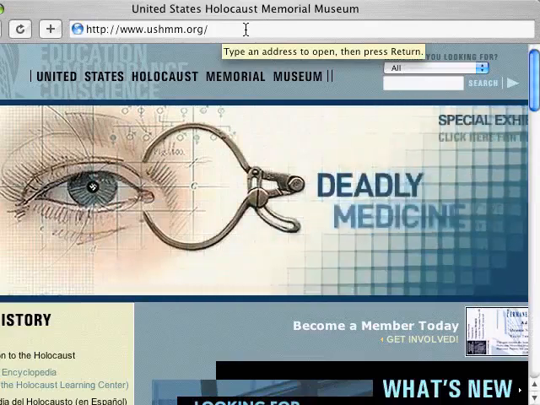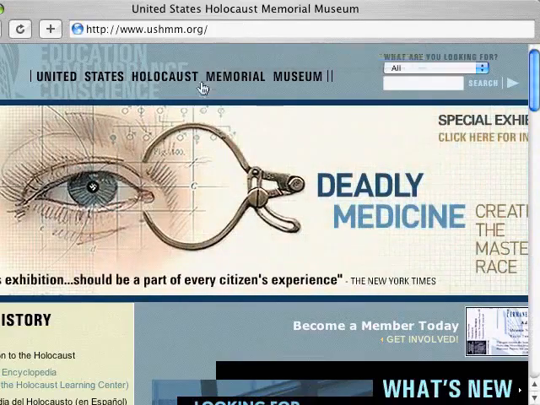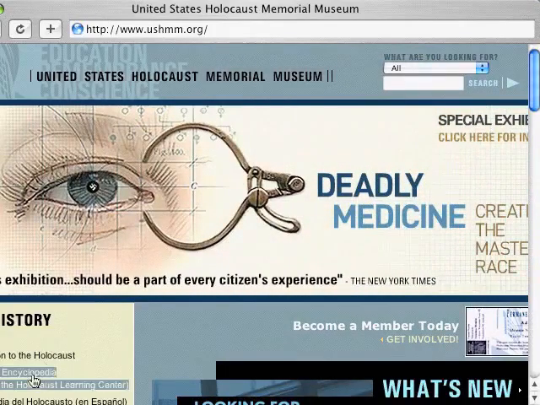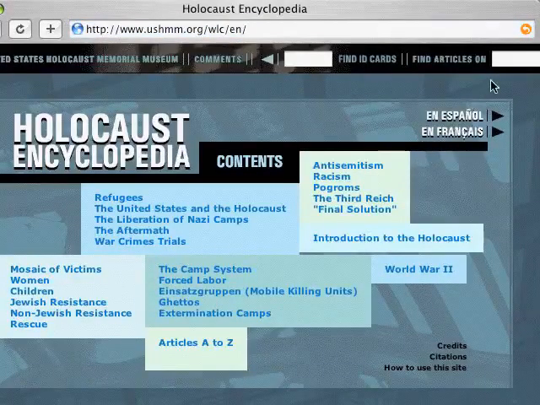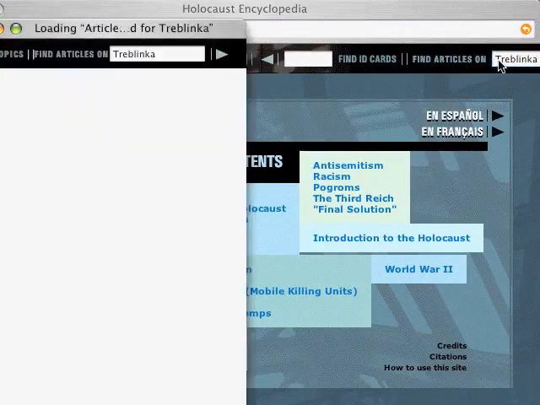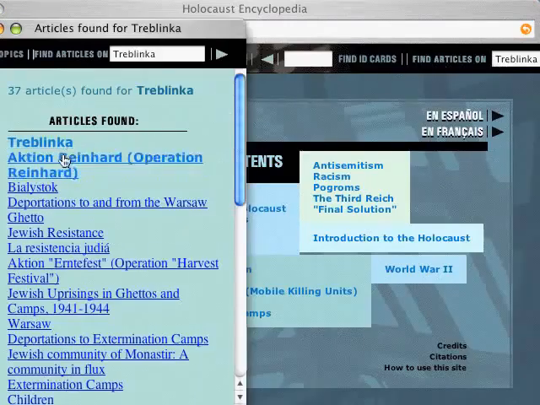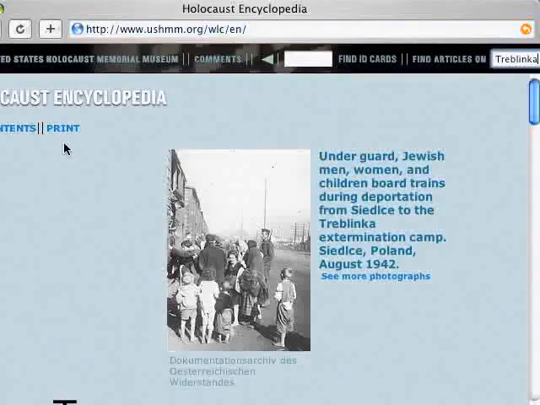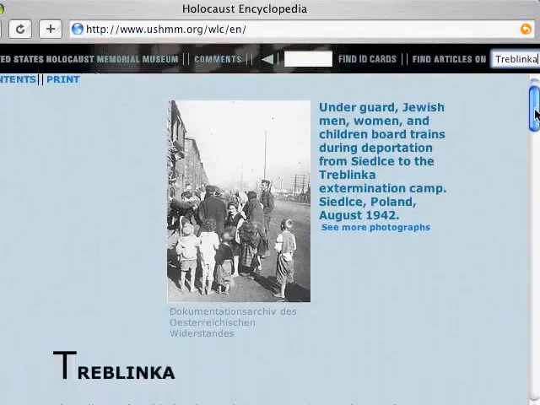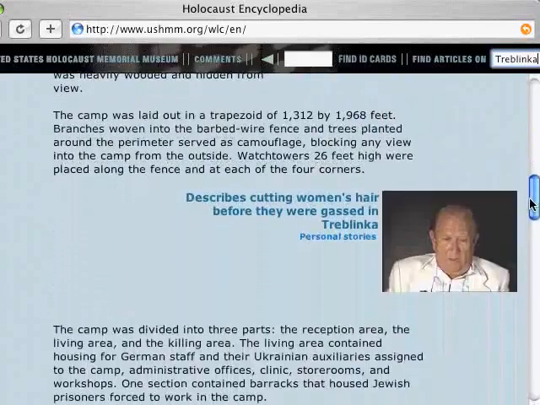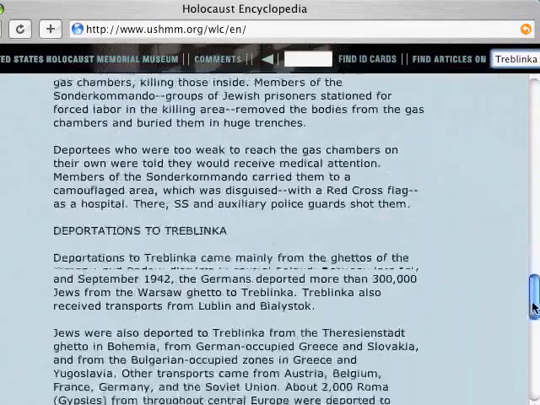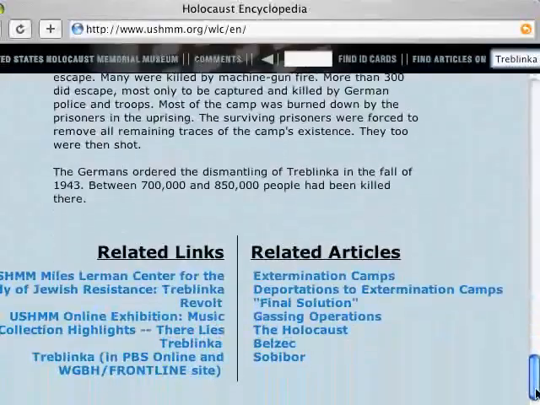Here is the United States Holocaust Memorial Museum website. If we go down and click on the Holocaust Encyclopedia and type in Treblinka and click on the first article that comes up, we can see the Treblinka webpage. And here's a link to Bomba's videos from an interview later in his life. It's not a long article, as you can see.